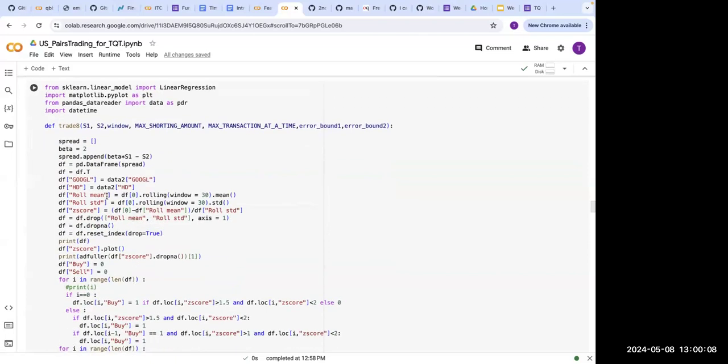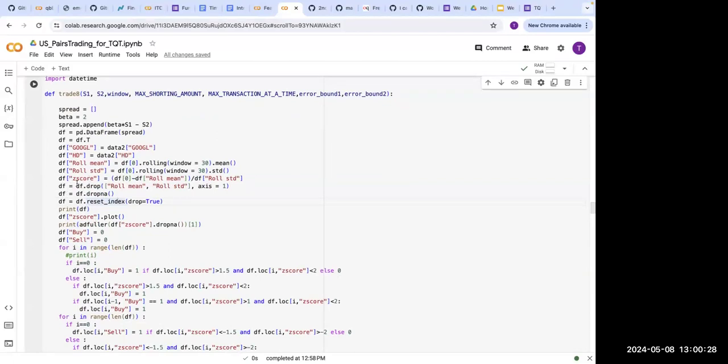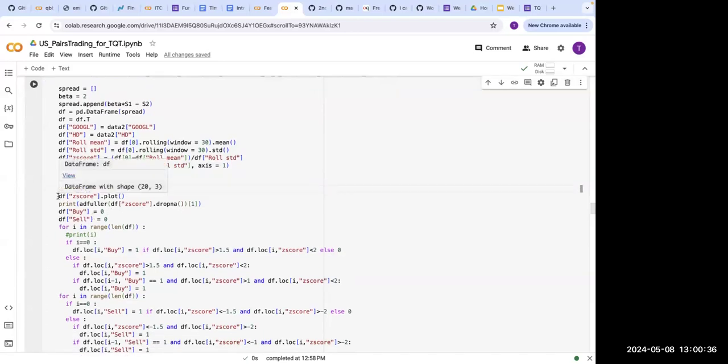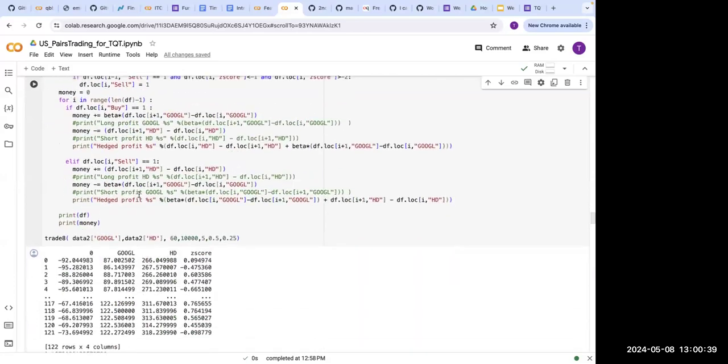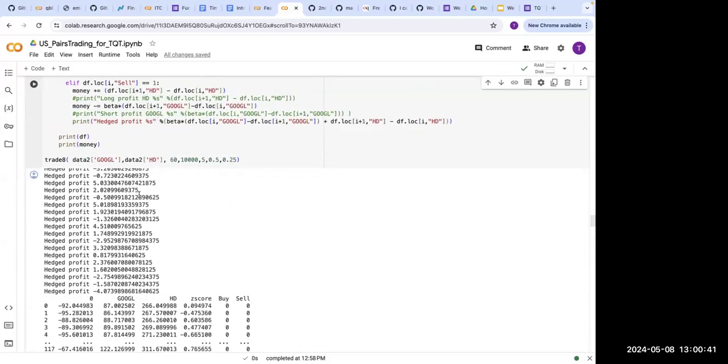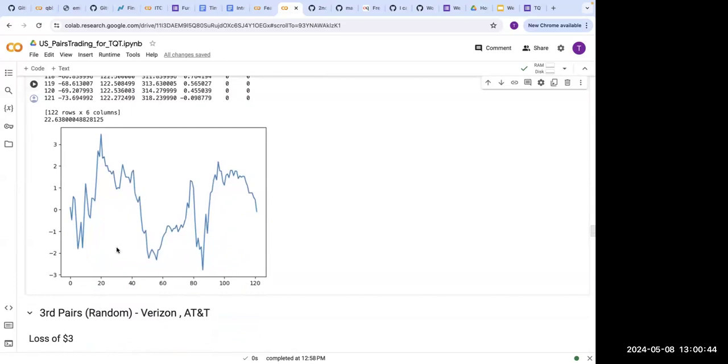What you are doing is firstly calculating rolling means for both the Google and Home Depot data. Then you calculate the standard deviation, and the Z-score is then calculated using your mean divided by the standard deviation. And then you don't actually need those, you just need the signals from it. So once you have done that, you first plot the Z-scores. This is a very long code, but eventually you will see Z-scores here.